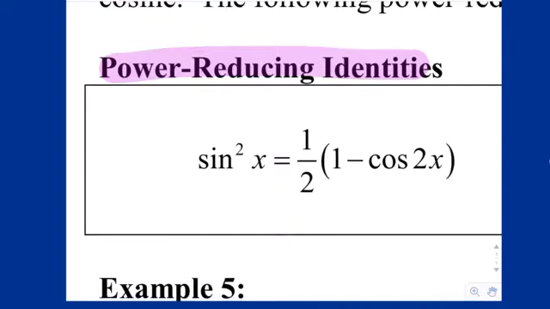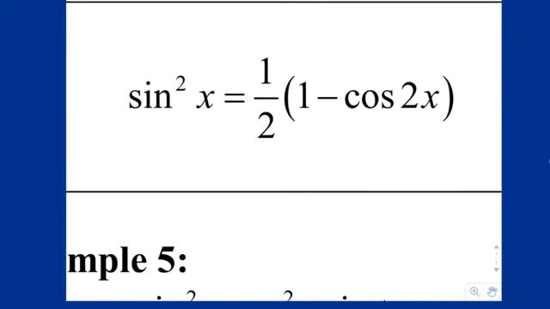So here's what the first one says. It says that sine squared of x, okay, a squared power of sine of x, is equal to 1/2 the quantity 1 minus cosine of twice x. You have to memorize that. What do you notice about that identity? What could you do then to help you memorize it? What are some things you recognize about it?